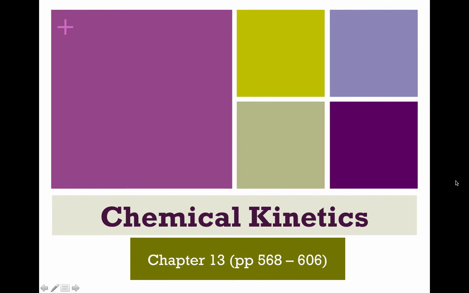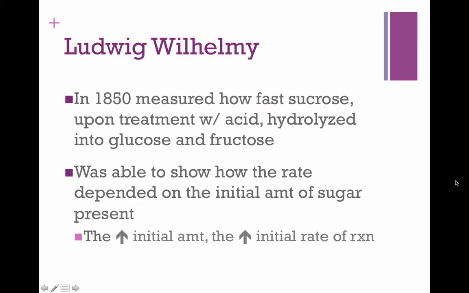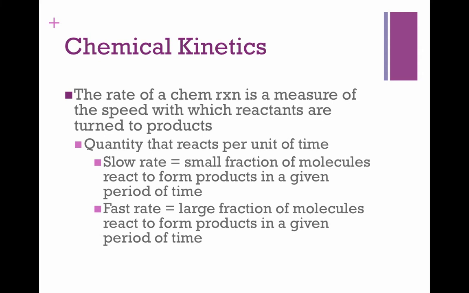So this is a lecture on chapter 13, which is chemical kinetics. We're going to start with a little history. In 1850, Ludwig Wilhelmy measured how fast sucrose reacted with acid to make glucose and fructose. And he was able to show that the rate of how quickly it reacted depended upon the initial amount of sugar present. The more sugar you had at the beginning, the greater the rate of the reaction would be, which is what chemical kinetics is.